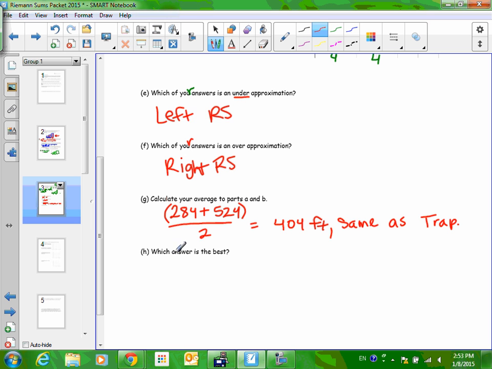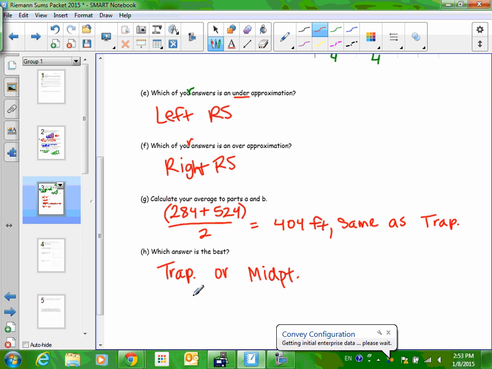So then, here's the big question. Which answer is the best? Left, right, midpoint, or trapezoid? You think trapezoid? I will tell you, in general, it could be the trapezoid or the midpoint. It's just going to vary from problem to problem, and especially it varies on how many subintervals you use.